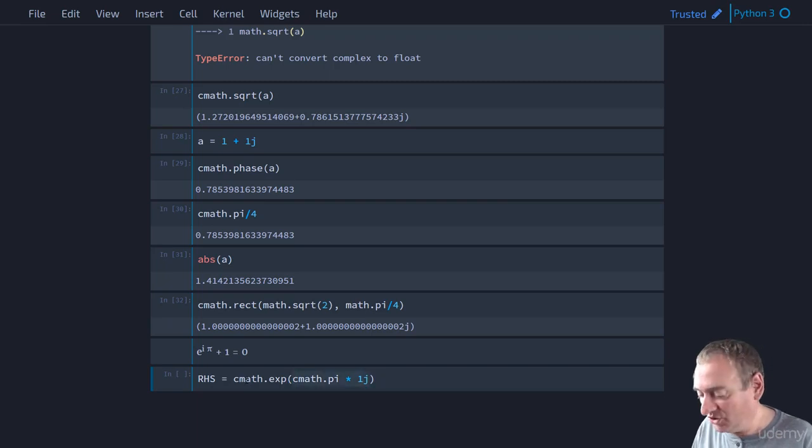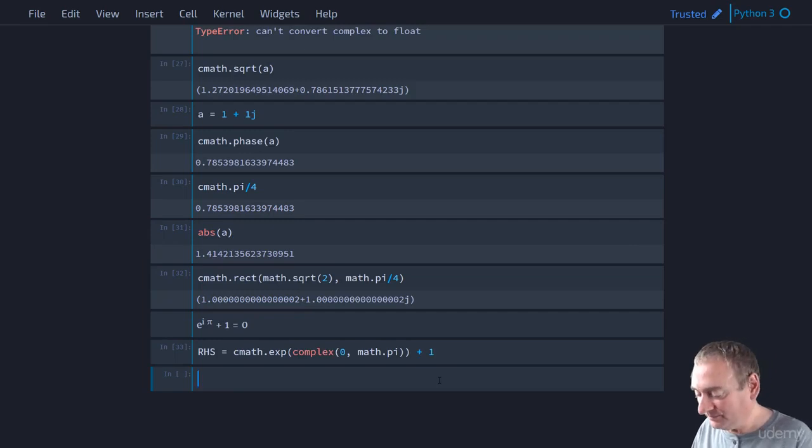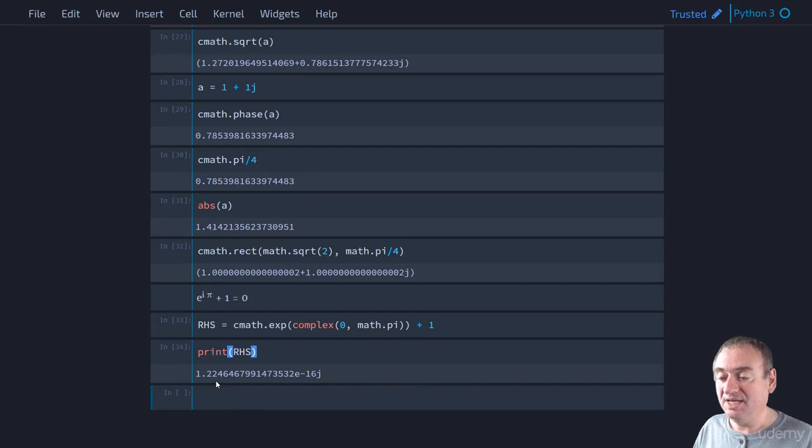Alternatively, you could just say complex 0, comma, math.pi. That would also work the same way, where we have 0 plus I pi, essentially. So we can do it that way as well. And then plus 1. And let's see what we get. Let's go ahead and print right-hand side. And as you can see, we don't exactly have 0. It spoils the nicety of this equation, but it's very close to 0. It's not exactly 0, but as you can see, 10 to the negative 16 over here, right?